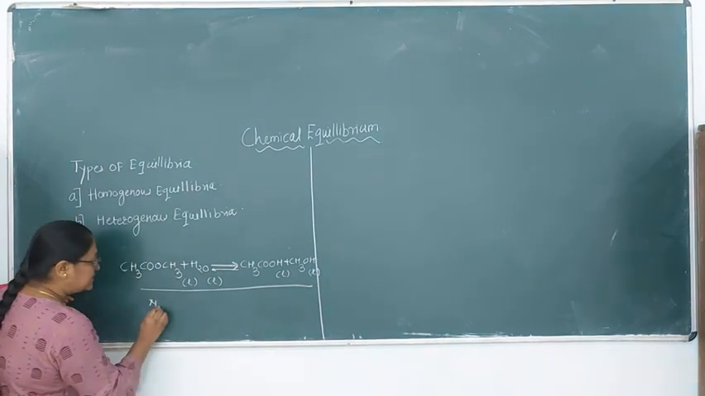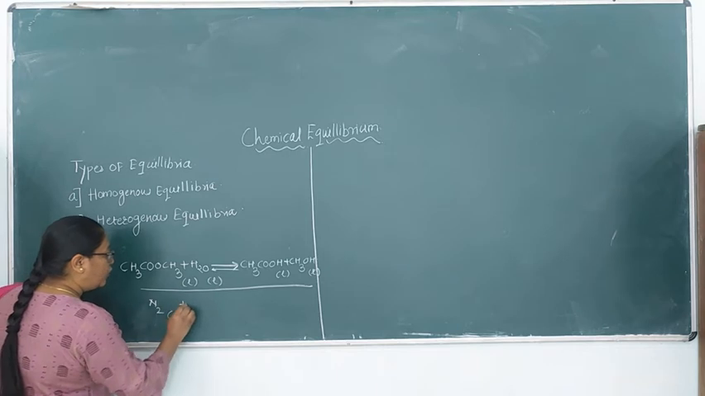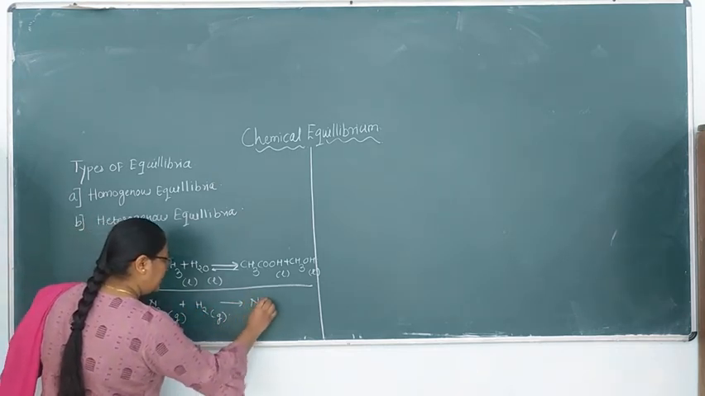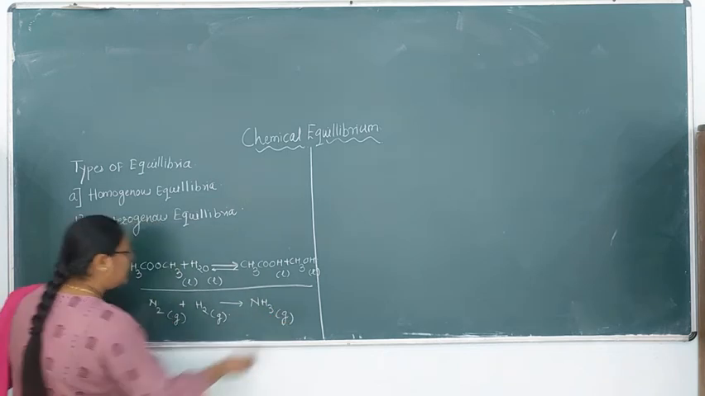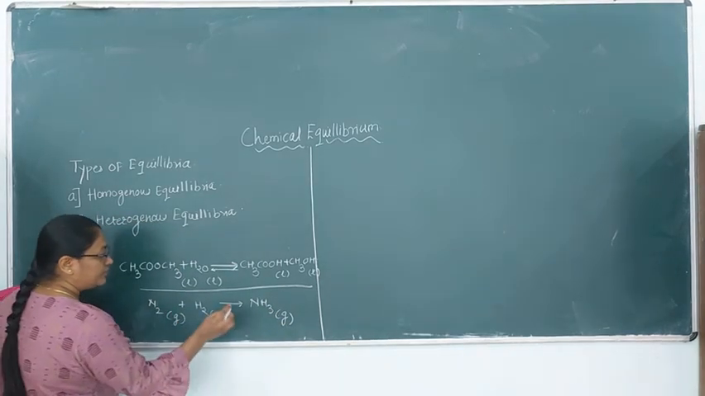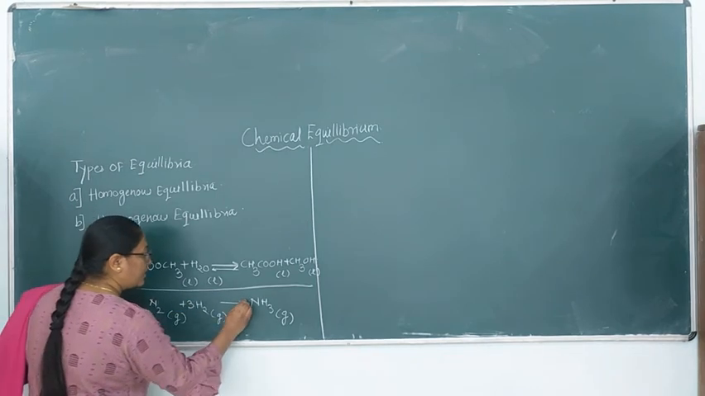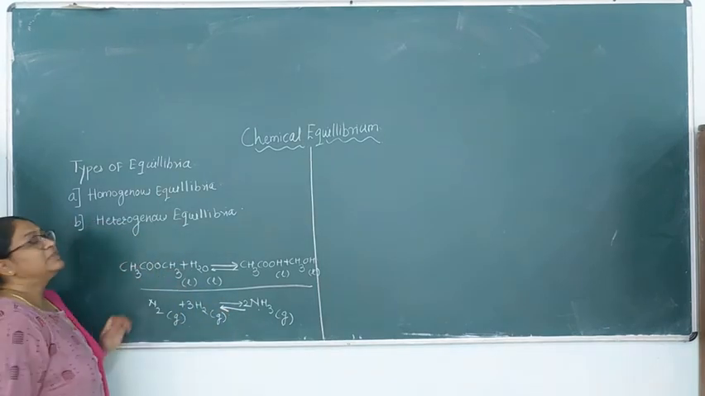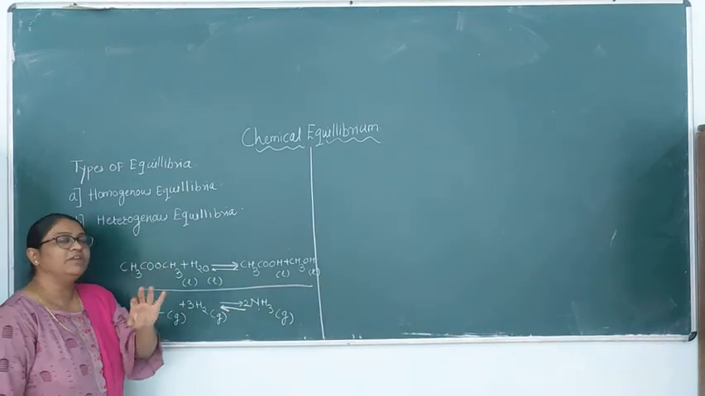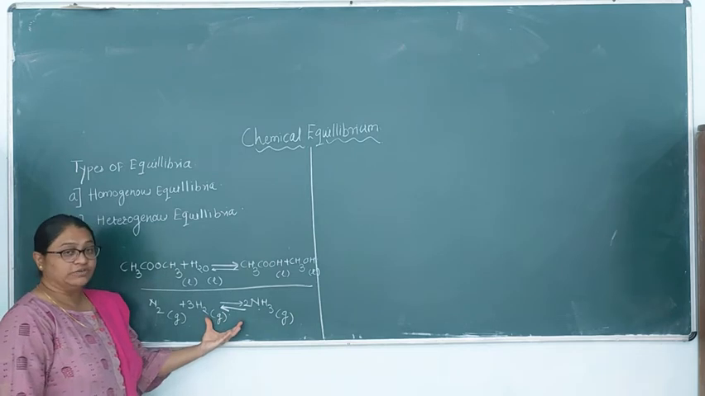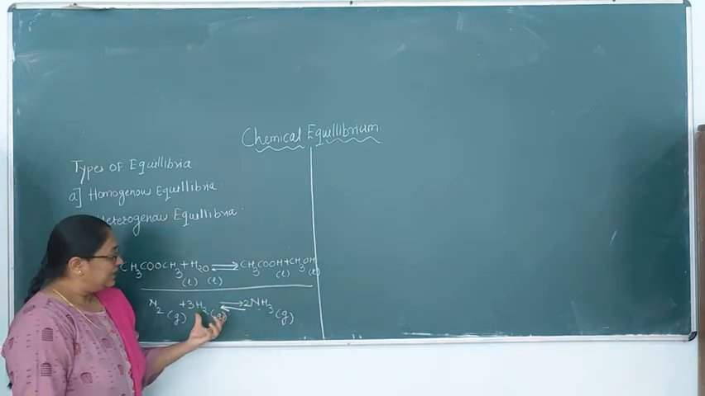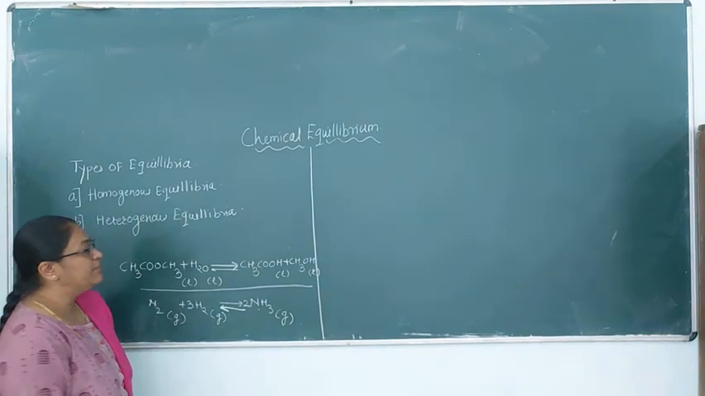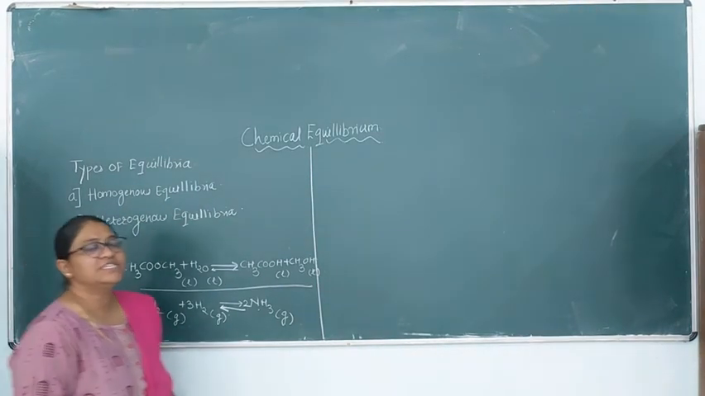Another example of this is the formation of ammonia from nitrogen and hydrogen. These are all in gaseous form. This is also an example of homogeneous equilibrium. The equilibrium formed in the formation of ammonia is a homogeneous equilibrium. Now what is heterogeneous equilibrium?